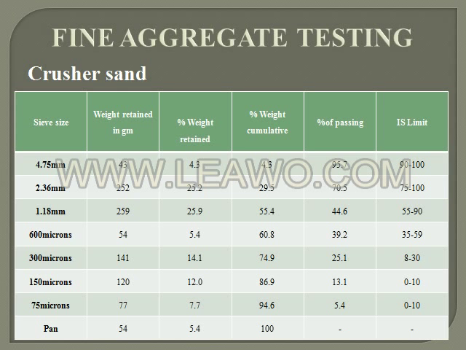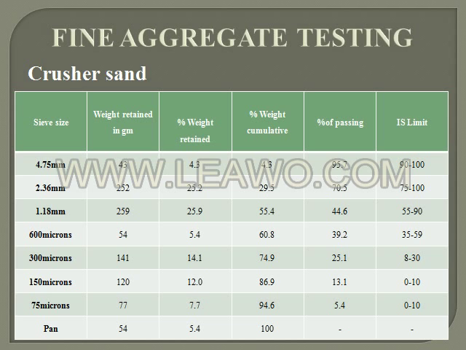Material testing. We started the testing with fine aggregates. We used crusher sand for fine aggregate. We first started with sieve analysis with sieves ranging from 4.75 mm to 75 micron and then pan.